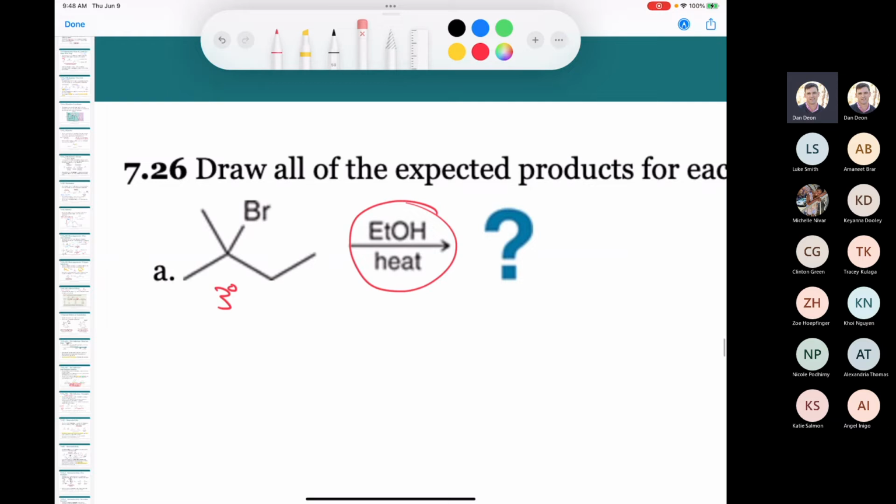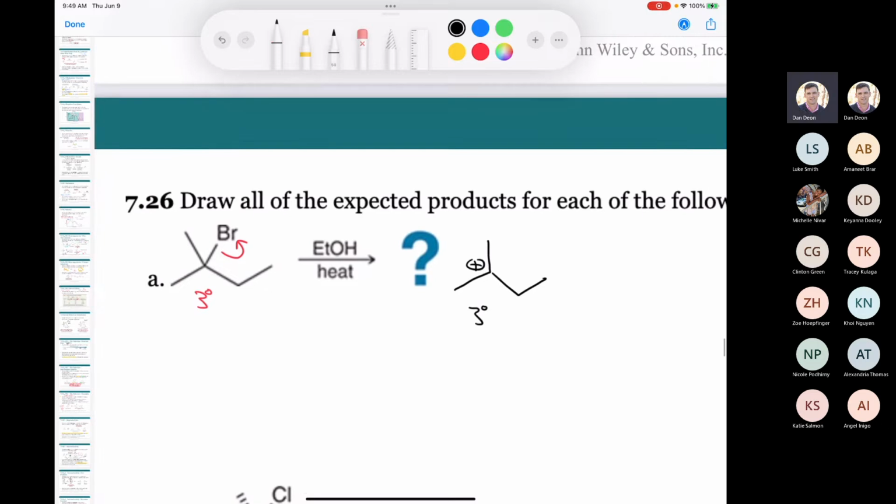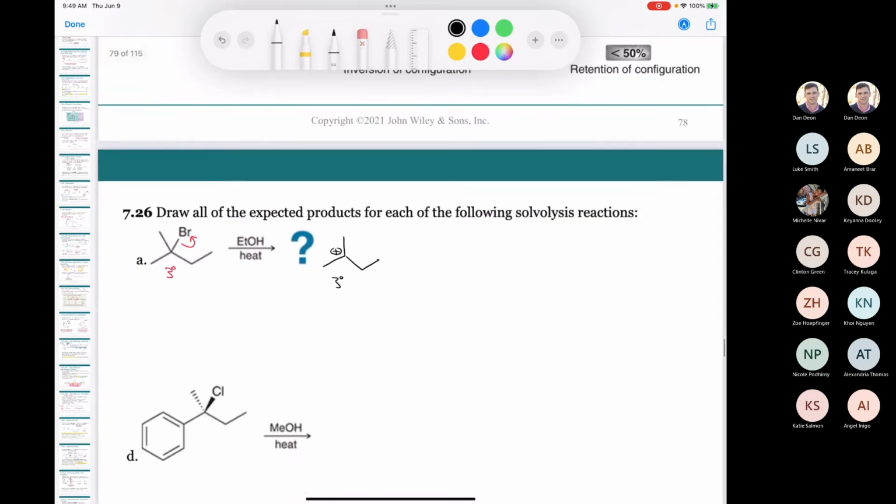Let's draw that intermediate just for the heck of it. Draw the loss of leaving group, like that. And let's draw the carbocation. So it's going to look like this. There's our carbocation. It's a tertiary carbocation. It's not going to undergo any rearrangement. So why don't we do the elimination products first?